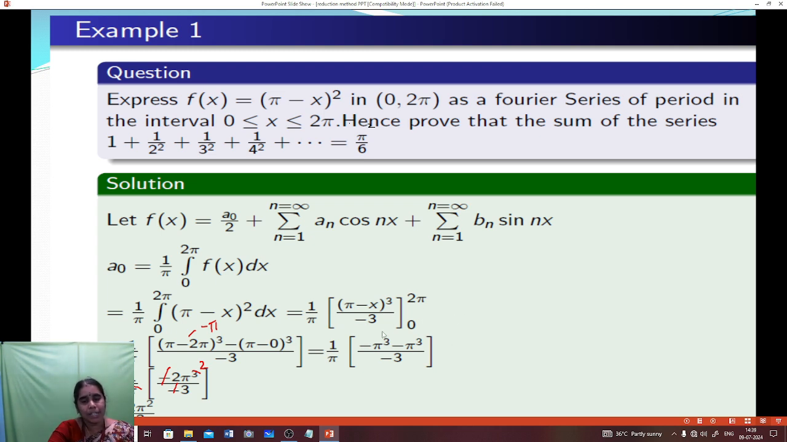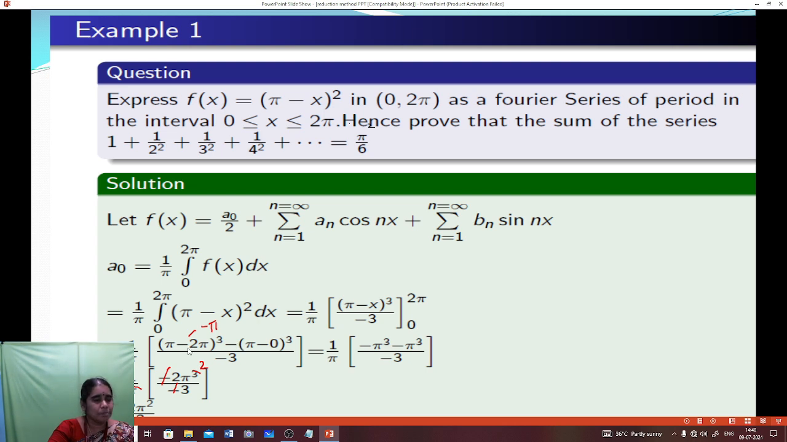Upper limit minus lower limit. So 1 by pi, we have to substitute our upper limit. Instead of x, we have to put 2 pi. So (pi minus 2 pi) whole cube minus lower limit. Instead of x, put 0. So (pi minus 0) the whole cube by minus 3, which is nothing but 1 by pi of.